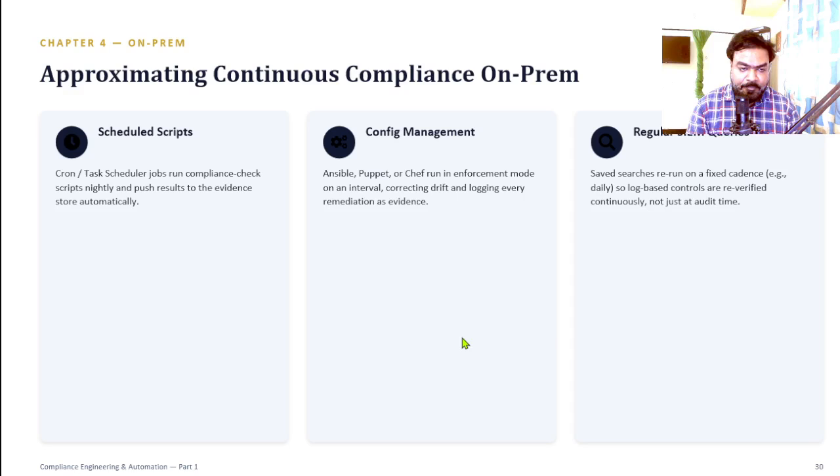Approximating continuous compliance on-prem. You don't get a native Security Command Center on-prem, but you can approximate continuous monitoring with three techniques. Schedule scripts, cron jobs or Task Scheduler, to run compliance checks nightly and push results into your evidence store automatically. Config management tools like Ansible, Puppet, or Chef run in enforcement mode on an interval, correcting drift and logging every remediation as evidence. And SIEM queries rerun on a fixed cadence, so log-based controls are being re-verified continuously rather than just once at audit time. None of this requires a cloud migration, just the discipline to schedule what used to be manual.